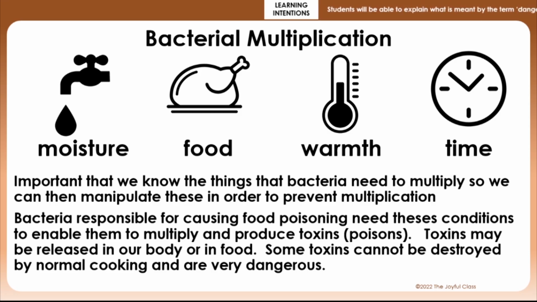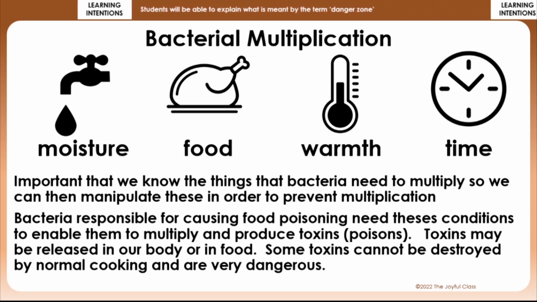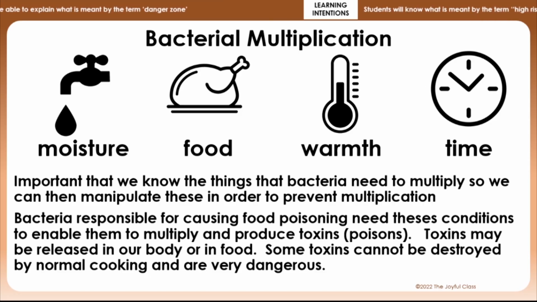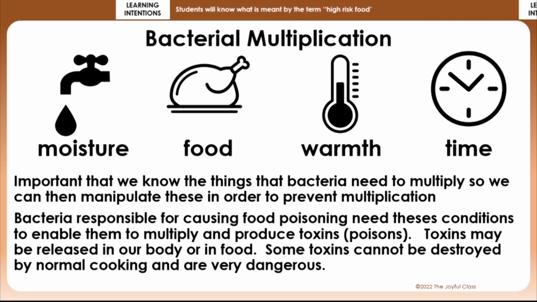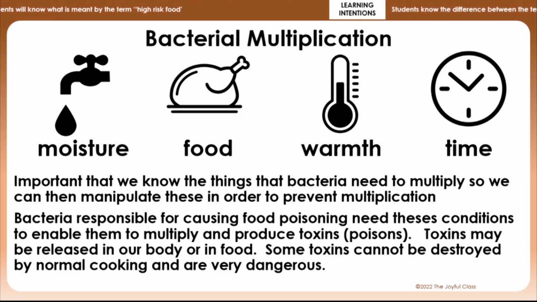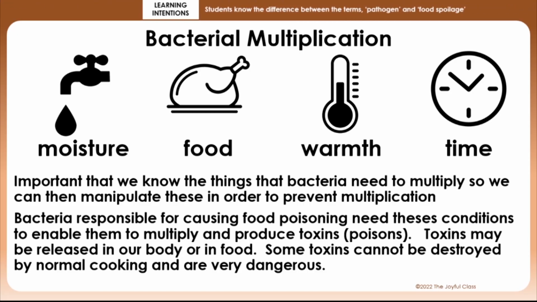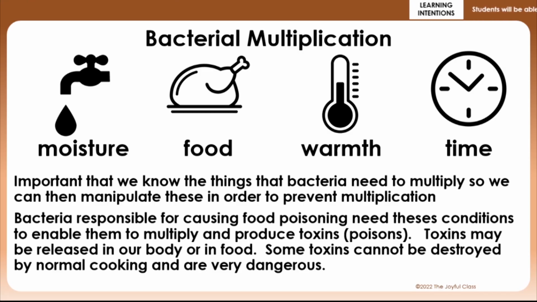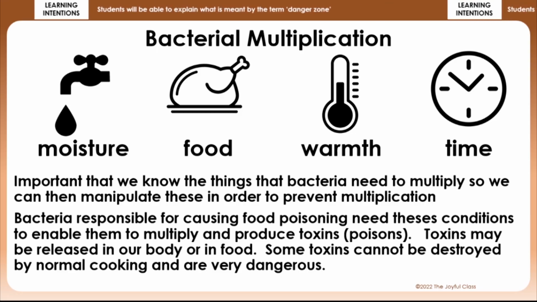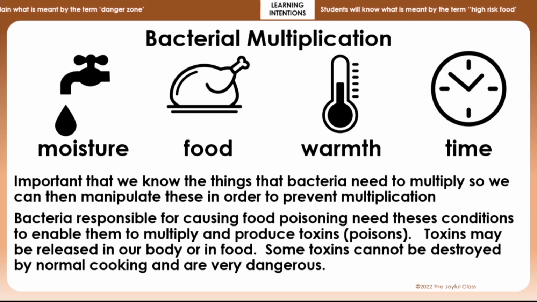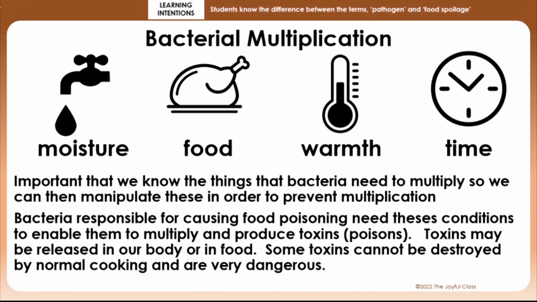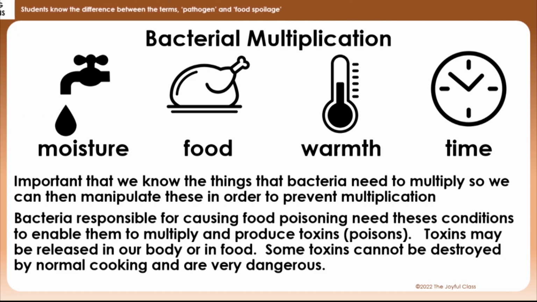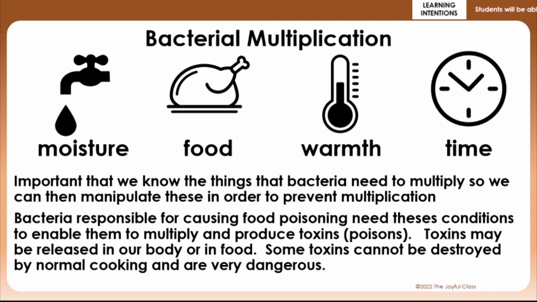So it's important to know the things that bacteria need to survive, and we can then manipulate these in order to prevent multiplication. Bacteria are responsible for causing food poisoning and they need the conditions to enable them to multiply and produce the toxins or poisons. Toxins may be released in our body or in the food, and some toxins cannot be destroyed by normal cooking and are very dangerous. So the bacteria need moisture, food, warmth and time.